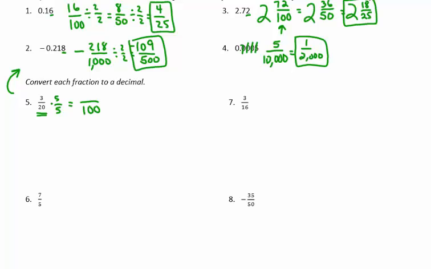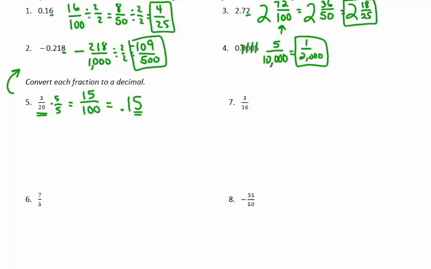So I'm looking for a 10, 100, or 1,000. An equivalent fraction to 3 over 20 is 15 hundredths. Now to make this into a decimal, it's just the opposite of what I did up above. Instead of the fraction, I write it as a decimal. So 15 hundredths would be there. The 5 is in the hundredths place value.